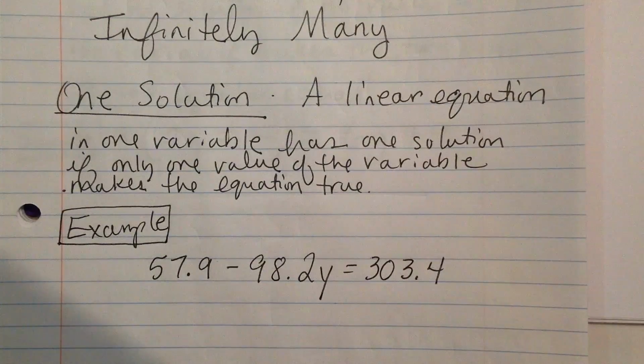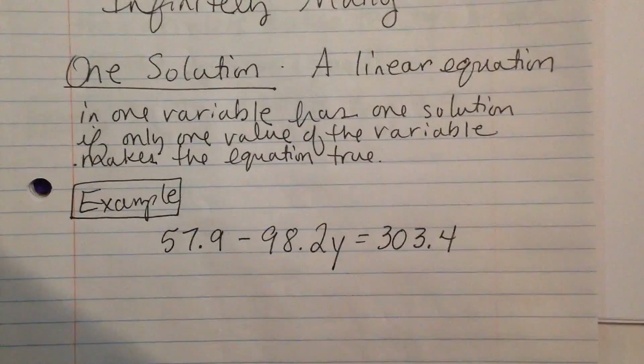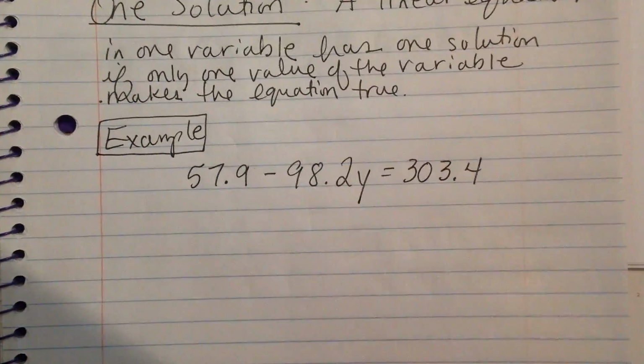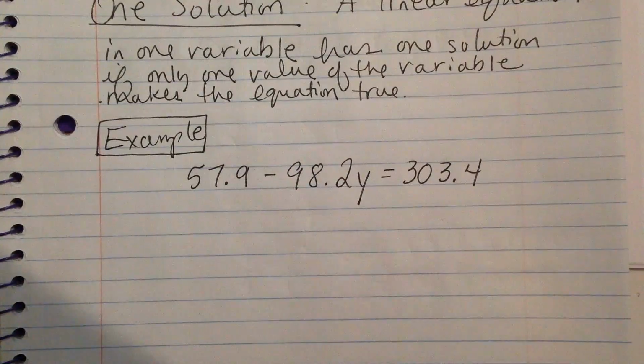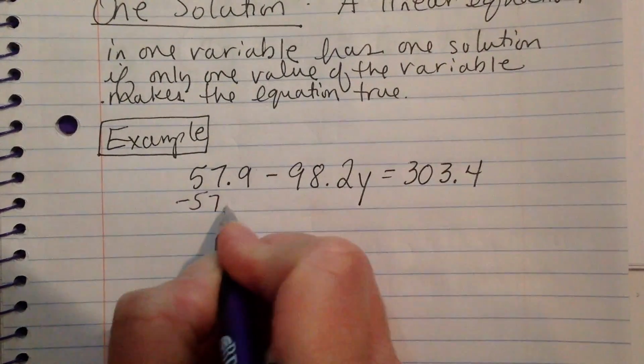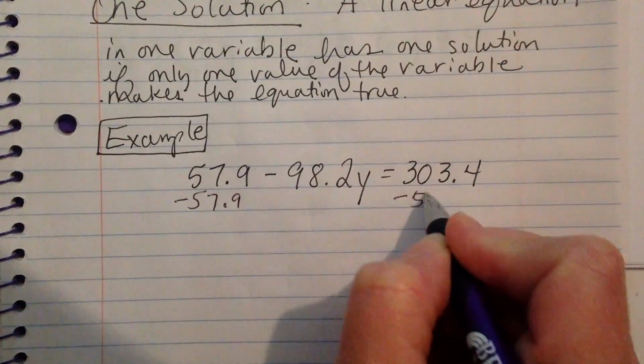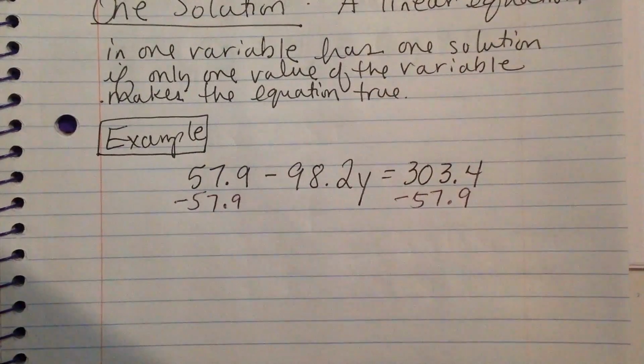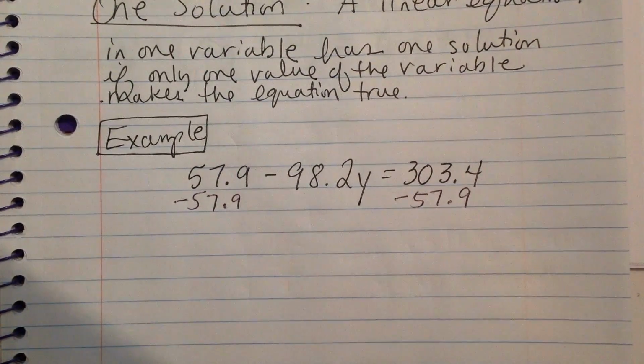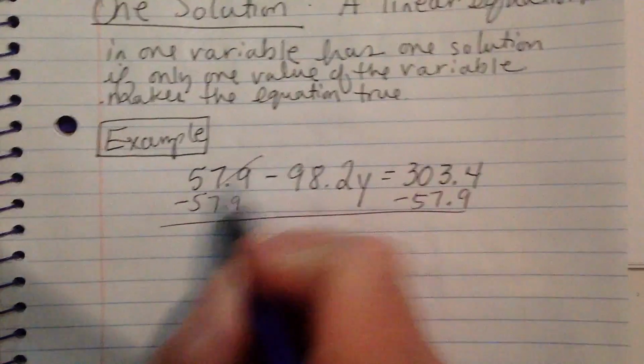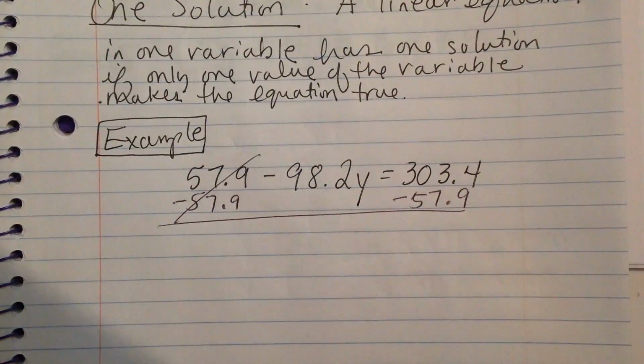57.9 minus 98.2y equals 303.4. To solve this equation, we want to isolate the variable, just as we've been doing previously. So let's subtract 57.9 from both sides. Subtracting 57.9 from both sides. As you notice, the 57.9's cancel.